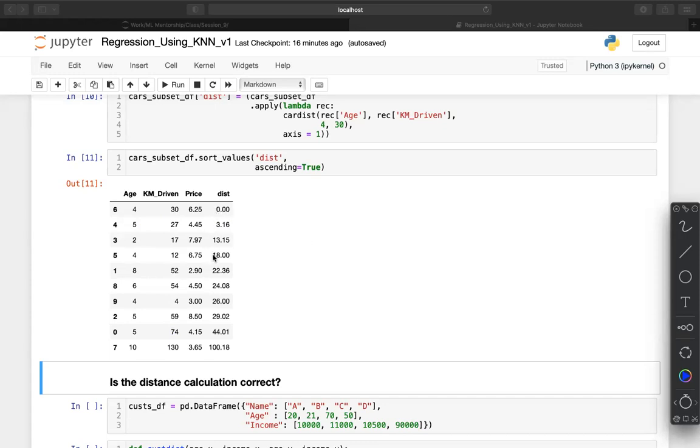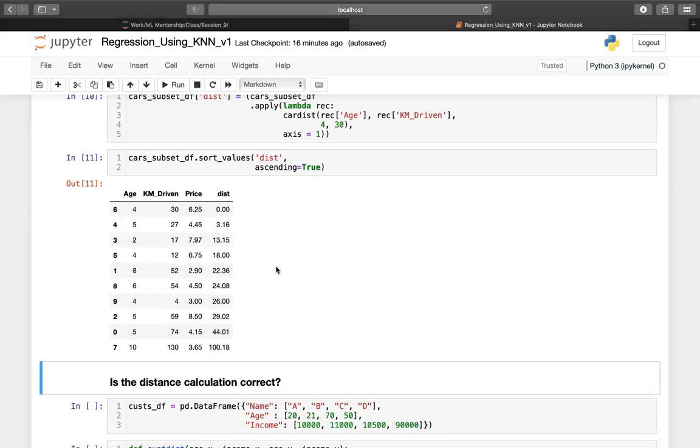But is this distance calculation correct? Let's look at another example to intuitively find out if the distance calculation is a little distorted, and whether we need to do some kind of pre-processing before we do the distance calculation.